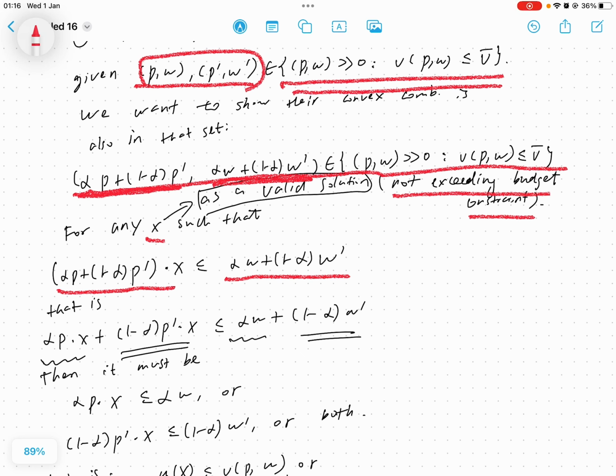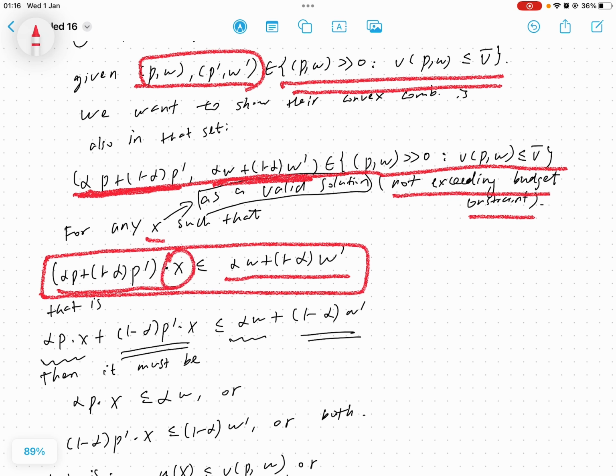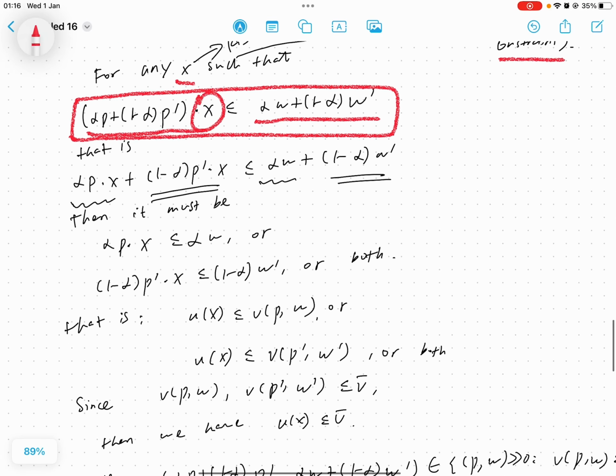So here, simply by stating this inequality, we are just looking at this x, right? We want to make sure that the solution x here is valid, or feasible. Okay, so that's it. Good. So how do we make sure that this x is feasible?